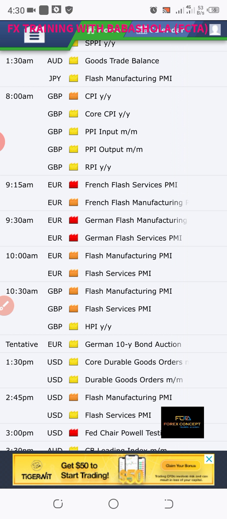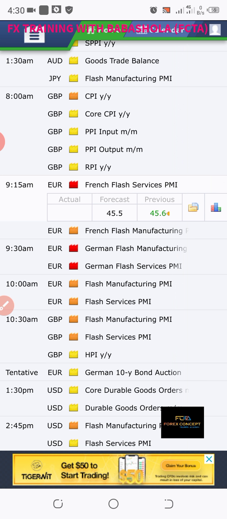Now by 9:15 a.m., the Euro, that's the European countries, which include France, Germany, Italy, Spain, and other countries like that. The French flash producer manager index will be released by 9:15 a.m. and the previous was 45.6. The forecast is expected to reduce, which is 45.5. So I expect you to sell euro around 8:45 a.m. Nigerian time. Okay, sell euro around 8:45 Nigerian time.